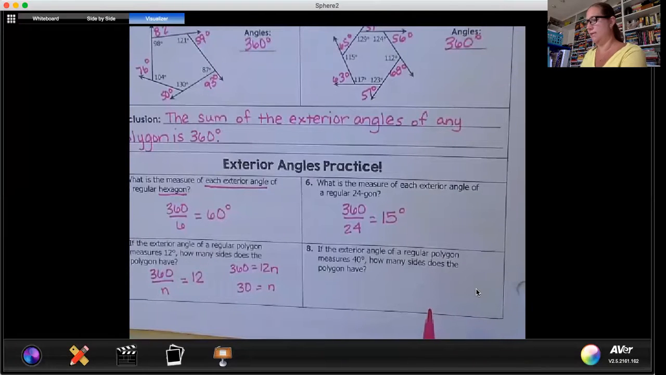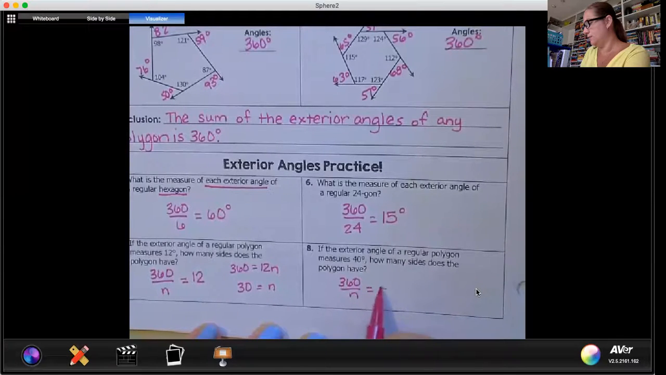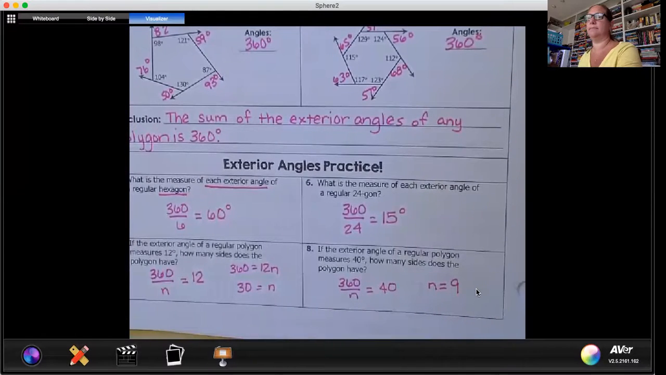If the exterior angle of a regular polygon is 40 degrees, how many sides does it have? 360 divided by n equals 40. So 40n equals 360, so n would be 9 sides.